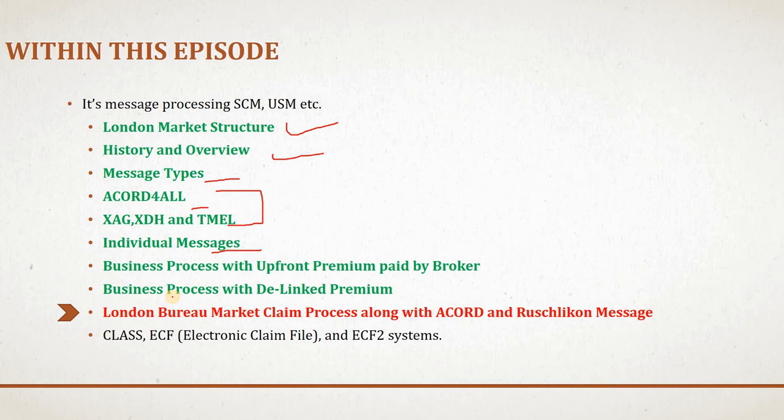Now in this session, I'm planning to cover the London bureau market claim process along with some brief background about the ACORD and Ruschlikon messages. In this session, I'll try to give the background about the various types of messages within the London bureau market. And then in the forthcoming session, I will try to cover the CLASS system, the ECF system and ECF2 system, which are some of the major systems in the London bureau market, along with the POSH system. So this is the plan.